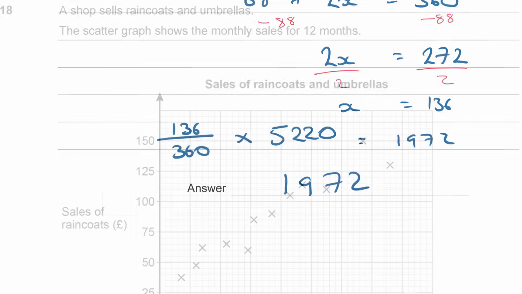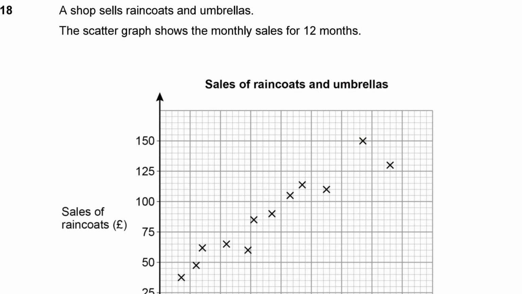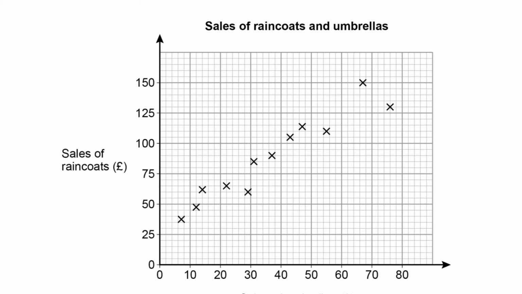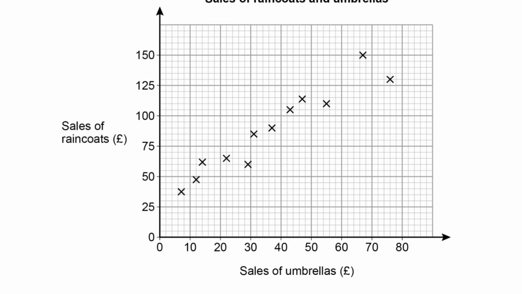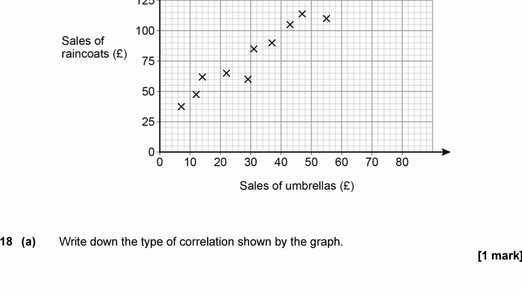Okay, so Mrs. Patel must have got 1,972 votes. A shop sells raincoats and umbrellas, and the scatter graph shows the monthly sales from 12 months. So you can see throughout the year that the sales are generally going up. So you can see from the graph, you've got vaguely strong positive correlation between the sale of raincoats and the sale of umbrellas, which is not that surprising because I'm assuming that raincoats and umbrellas are bought most when it rains a lot. And you tend to buy them together.